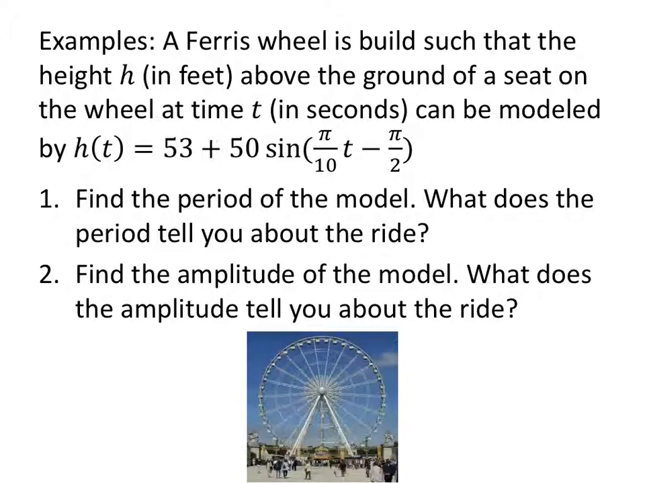A Ferris wheel is built such that the height h in feet above the ground of a seat on the wheel at time t seconds can be modeled by our function h of t equals 53 plus 50 sine of pi over 10 t minus pi over 2. We're going to find the period of the model. That's going to use our pi over 10, but what does that actually tell us? Then we're going to find the amplitude of the model. Hint, it's 50. But what does that actually tell us?